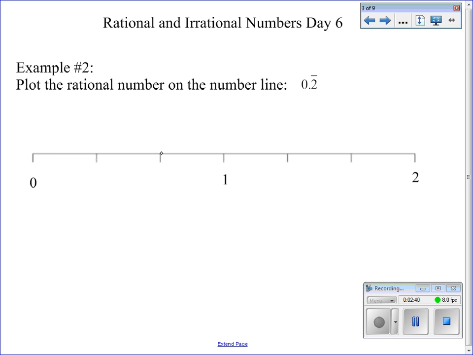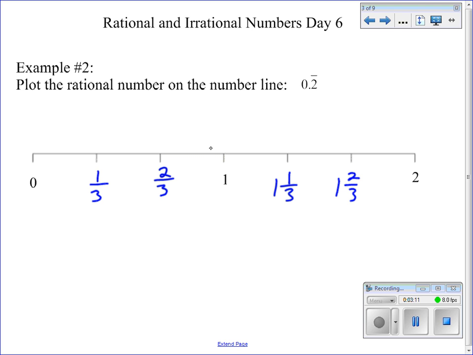Now this time, they don't have all of our intervals labeled, so that's the first thing we need to do. So I noticed that between 0 and 1, it's split into 3 groups. Since it's split into 3 groups, I know those groups are going to be thirds. This would be our first third, our second third, and finally this is our third third, or just 1. Over here we're going to have 1 and 1/3, 1 and 2/3, and then finally 2.